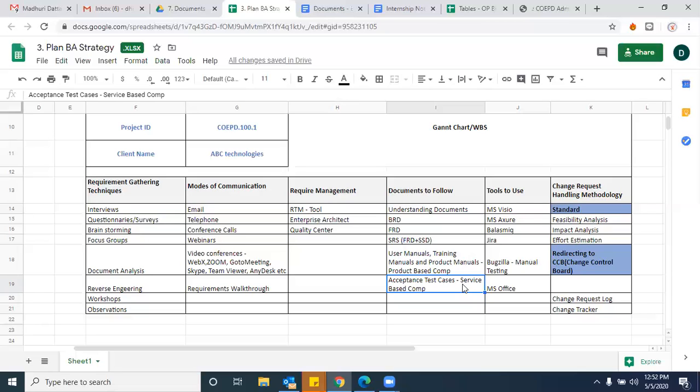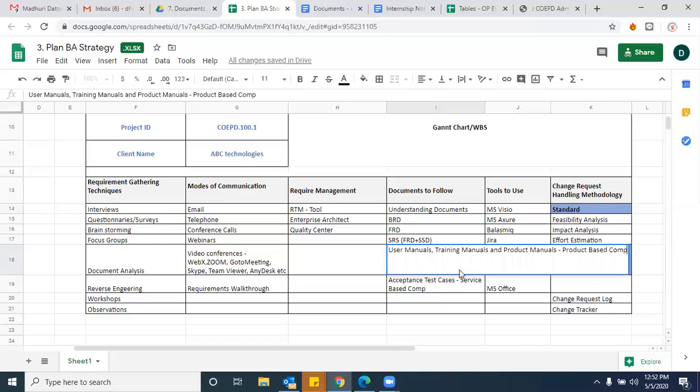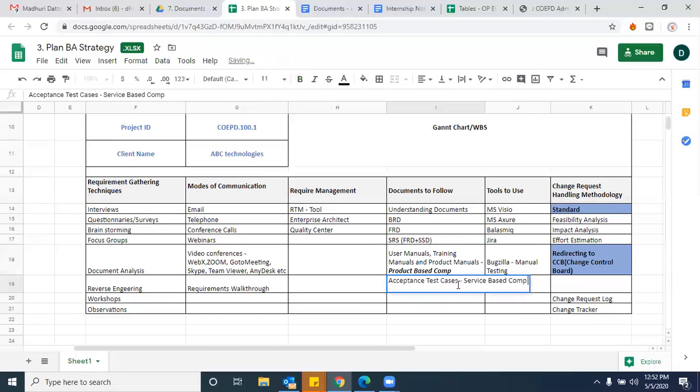Yes, Dilip. Okay. So, see, majority of the cases here I defined. Okay, these user manuals, training manuals, or product manuals will be prepared in the context of product-based companies. And these acceptance test cases will be prepared in the context of service-based companies. Exactly. Okay. For our understanding, I mentioned this. Am I clear? Okay.